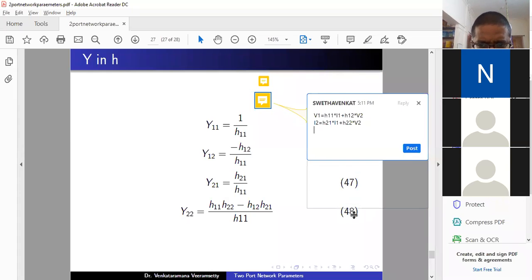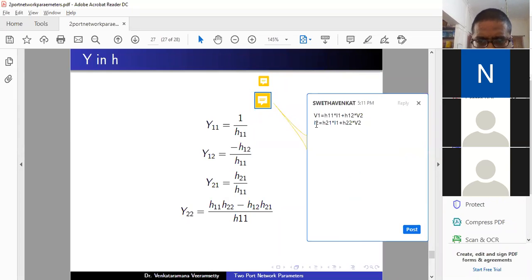Now I want to calculate the Y22, right? I want to find the Y22 in terms of the H parameters. So based on the definition, Y22 equals I2 divided by V2 at V1 equal to 0.